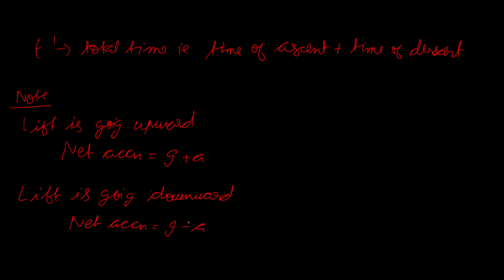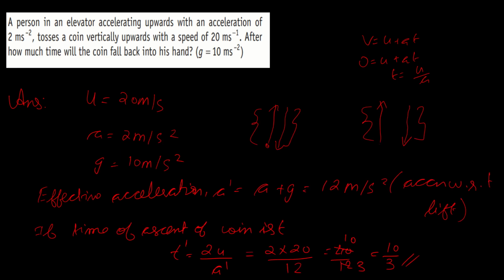Okay, so it's a simple question. I hope you all understand it. Write down the data, follow the concept, and just be aware of this tiny formula: t dash is equal to 2u by a dash, where t dash is the total time for the coin to reach back into his hands, that is the time of ascent plus time of descent. U is the velocity. A dash is the effective acceleration based on how the lift is moving, that is accelerating upwards or downwards. If there is no acceleration of the lift, then net acceleration will be equal to g.